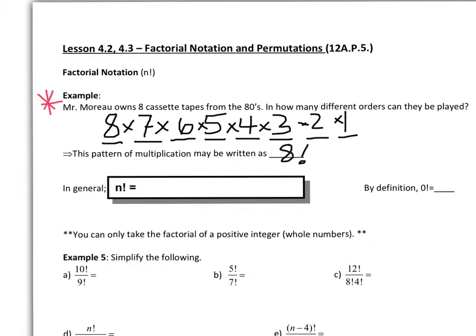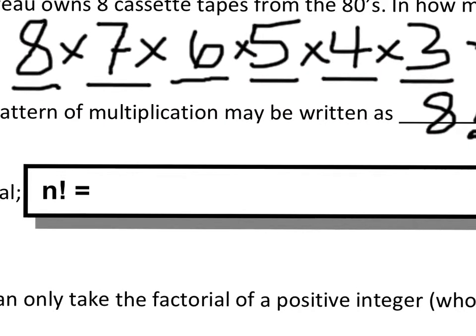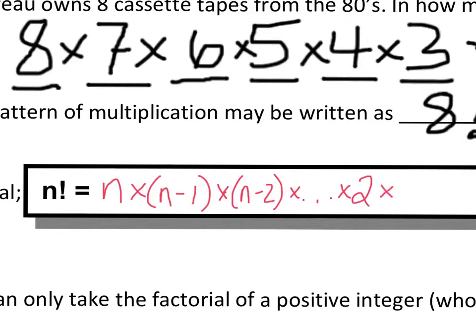8 factorial. Okay? In general, we have a rule for writing that, n factorial. Well, how do we write n factorial? N factorial means take the number n and multiply it by the number below n, which is n minus 1, and multiply it by the number below that, n minus 2, and multiply it by the number below that, and the number below that, etc., etc., etc., all the way down until you get to 2 and to 1. So that's our general statement for that.